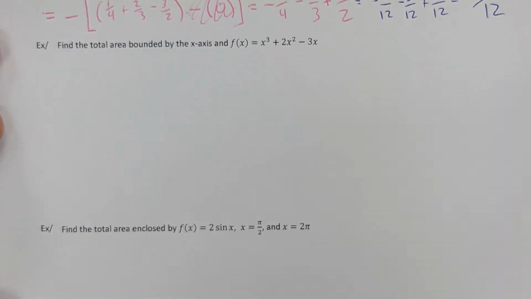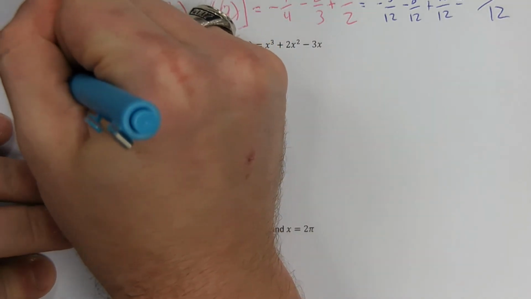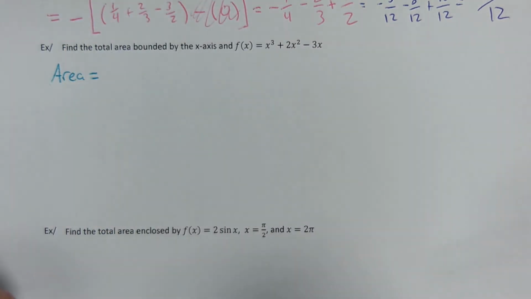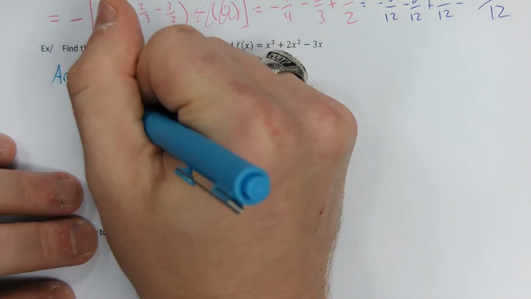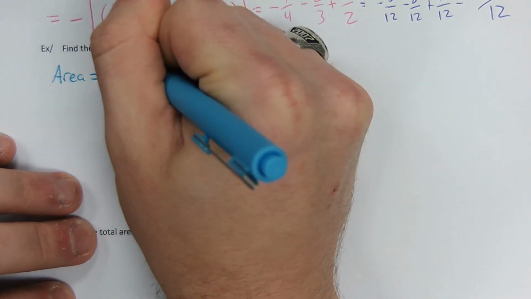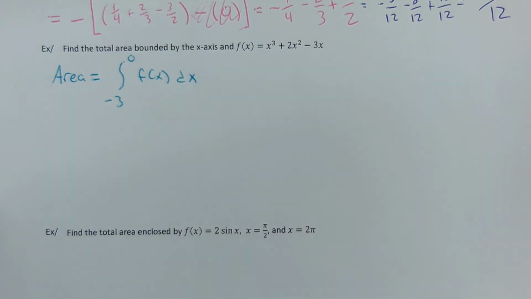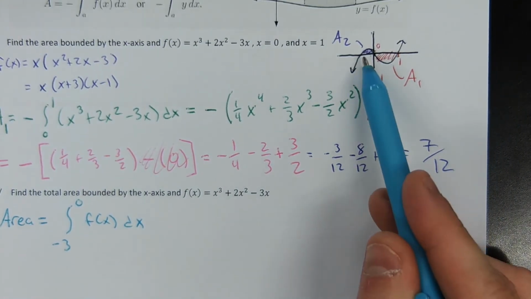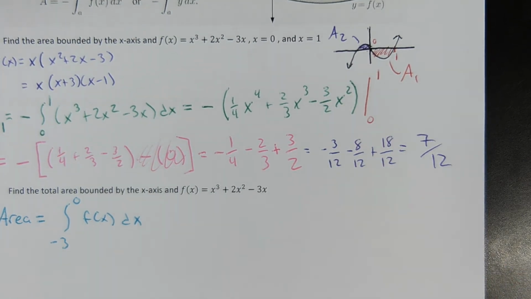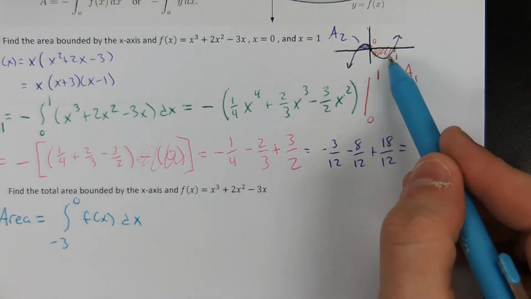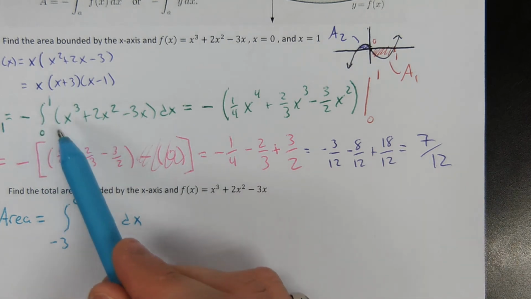Okay, well, here's what we know that's going to do. We know that the total area would have been equal to the integral from -3 to 0 of f of x dx. That's this one. That's A2. And then plus this area. But remember that this area was represented by minus the integral.